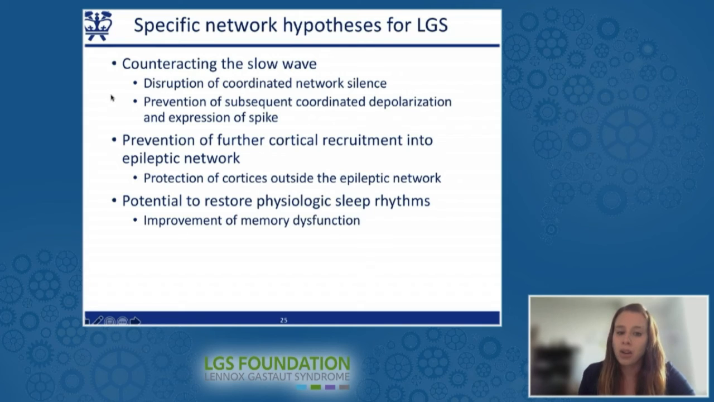And so in this manner, there could be an opportunity to disrupt the persistent interictal network pattern seen in LGS. And furthermore, it's possible that these sorts of approaches could prevent further cortical recruitment into the epileptic network. And so in this way, you could hope to protect cortices that are outside the initial epileptic network and increase the likelihood that targeted procedures such as a resection could have a good outcome.